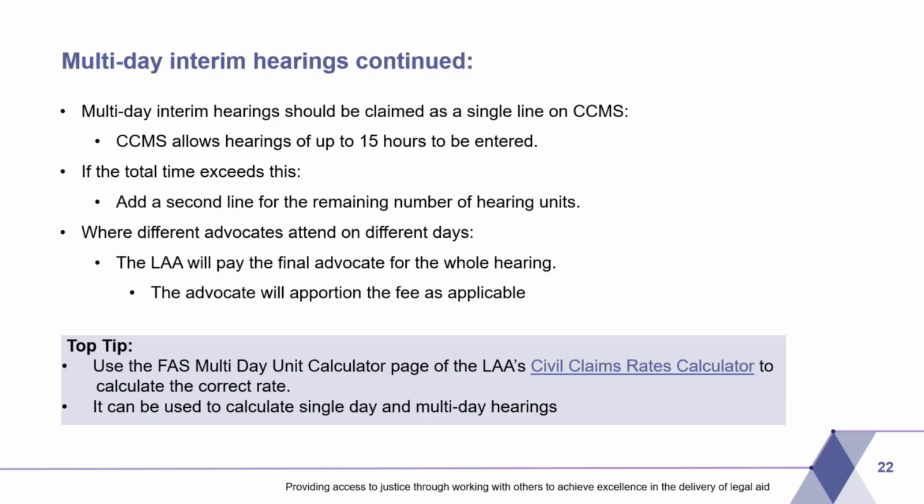So finally on that section, top tip: in the Civil Claims Rates Calculator, there is a tab called FAS Multi-Day Unit Calculator, and it's a really useful tool to calculate the correct rate if you have a multi-day hearing. You can actually use it just to calculate a single day, but you can use it for both, and it is pretty useful. Okay, that's the end of that section. I'm going to hand you to Kat now for the next section.